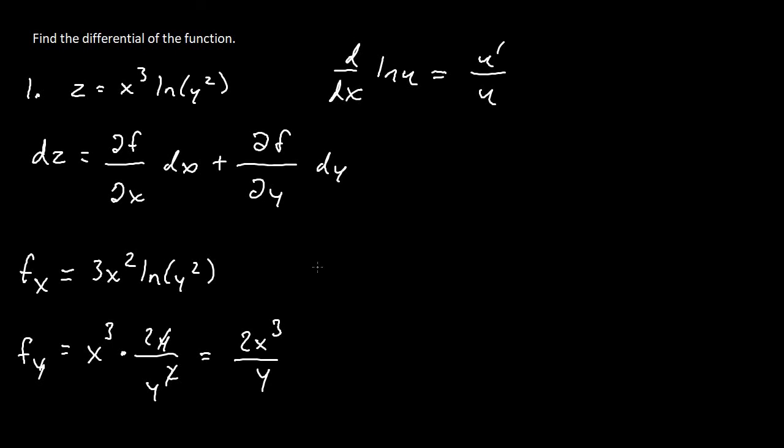So if we go ahead and write the differential now, dz is going to be equal to the partial derivative of f with respect to x, which we've found to be 3x squared ln of y squared. Remember, we have to multiply it by dx because it's a differential, plus f sub y, which we found to be 2x cubed over y, multiplied by dy.